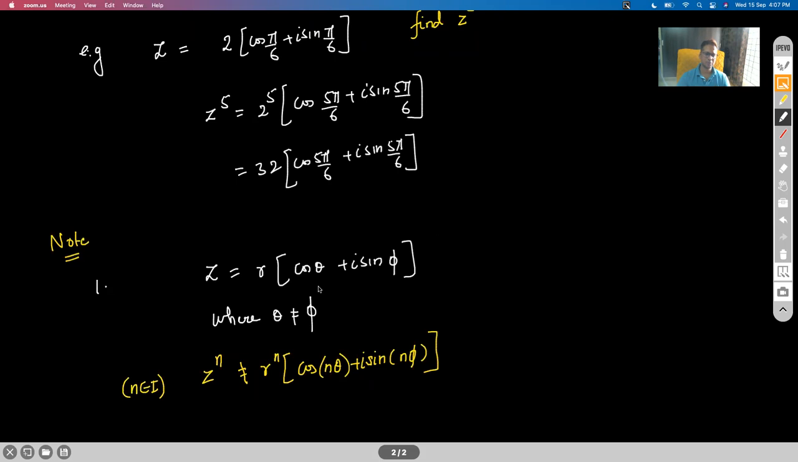As I already told you, in polar form, theta and phi are equal to each other. So this is not the polar form. Hence, this result will not come out.